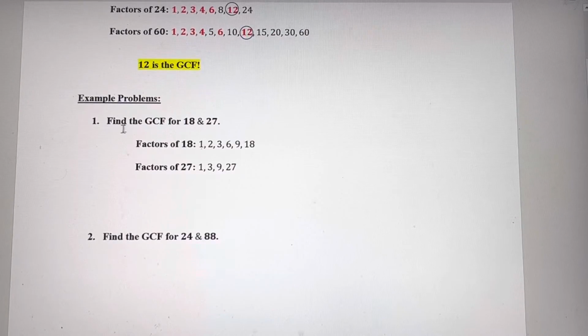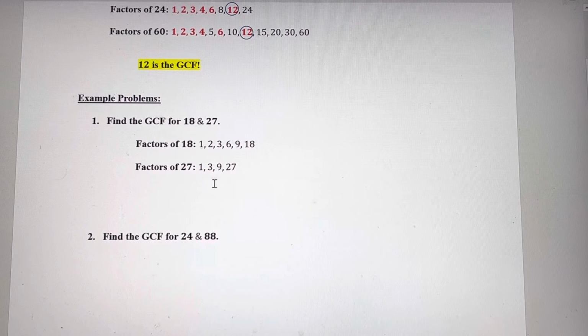All right. Well, number one, I've already written out the factors for 18 and 27. So factors of 18 are 1 and 18, 2 and 9, and 3 and 6, okay? 27 only has 4 factors, 1 times 27, and 3 times 9, okay? So even though 27 is larger than 18, 18 has more factors, okay?